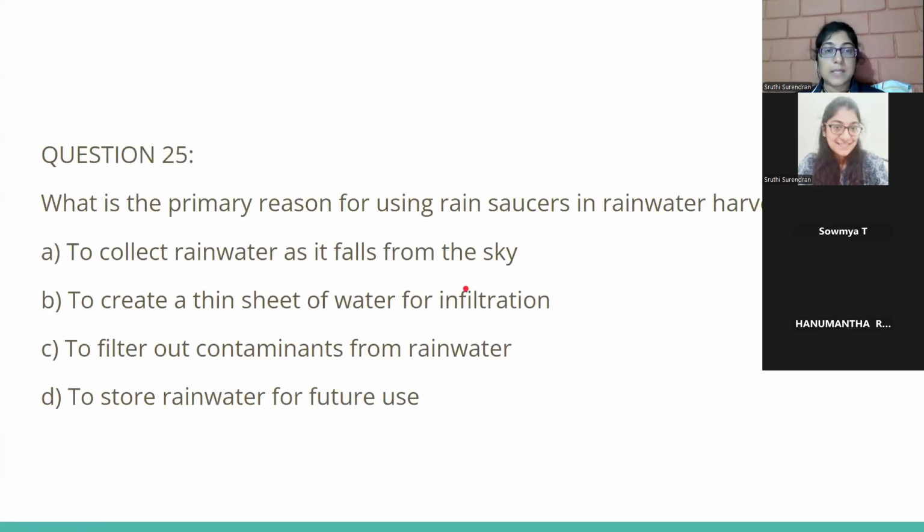Now, what is the primary reason for using rain saucers in rainwater harvesting? We had discussed this method of rainwater harvesting. Apart from rooftop and surface, there's something called rain saucers. What is the primary reason to use rain saucers?